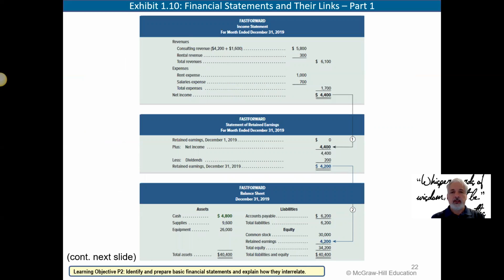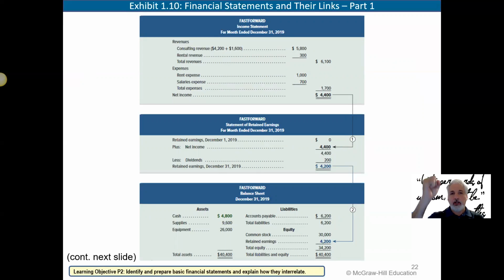Here's our income statement. They had a series of more transactions. There's our consulting revenue, 4,200 and 1,600. Rental revenue, all the revenue gets grouped together. All the expenses get grouped together. Rent expense, salary expense, for a net income of 4,400. By the way, this is in your book. We have retained earnings beginning at 0. We take our net income of 4,400 and add that to our retained earnings. We take $200. They gave us $200 in dividends in another prior screen or prior place. I cut up some of the transactions, for a net of $4,200. Where's that $4,200? Right under our balance sheet, right into equity, right into retained earnings instantaneously.